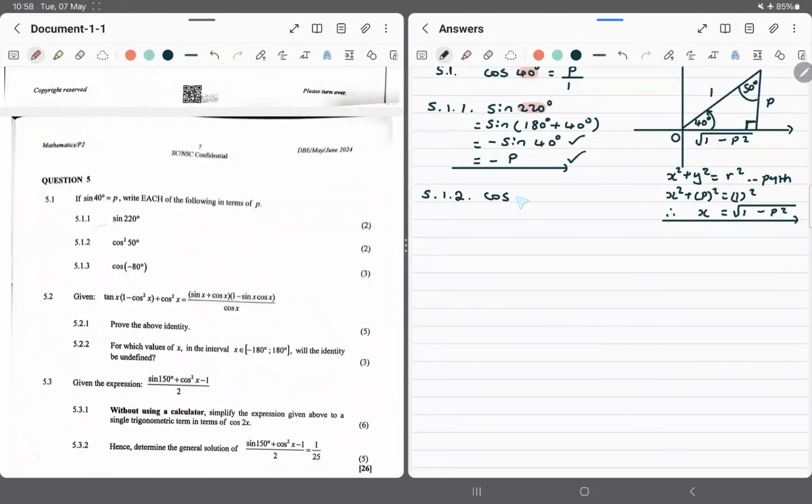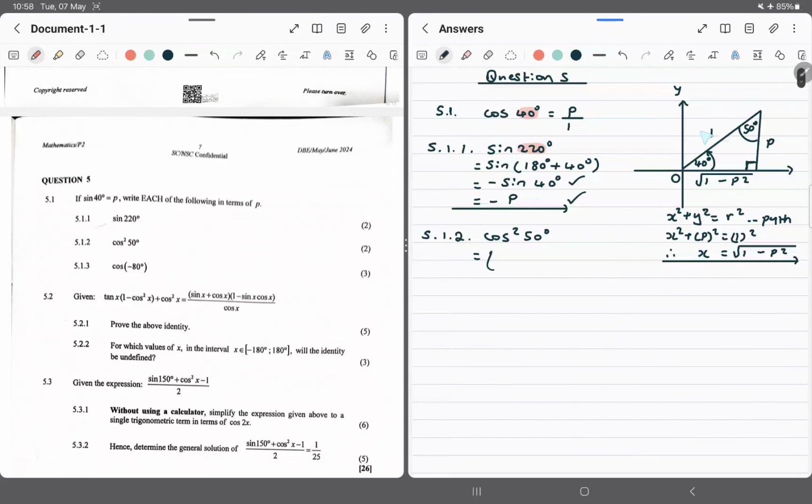5.1.2, we've got to do cos squared 50 degrees. Now cos of 50 degrees here, the adjacent side becomes p, the hypotenuse is 1. So this is p over 1, all squared, which is just p squared. Easy. So can you see, working out these angles prior is great. So substitutions and the answer, or 2 marks for the answer only.